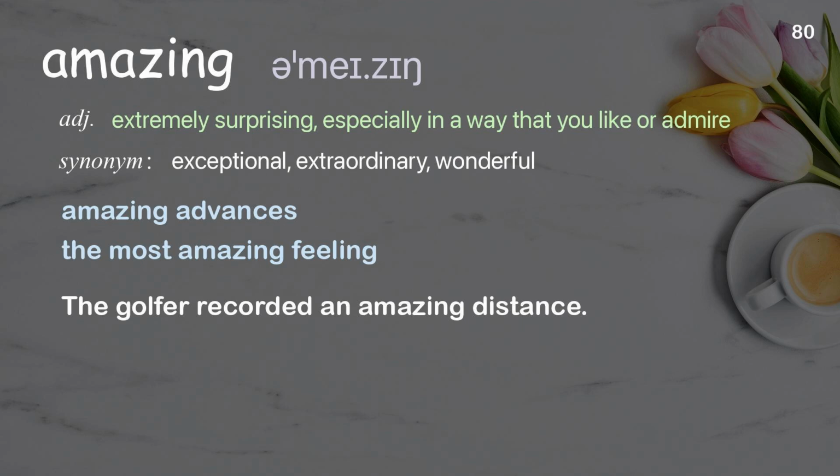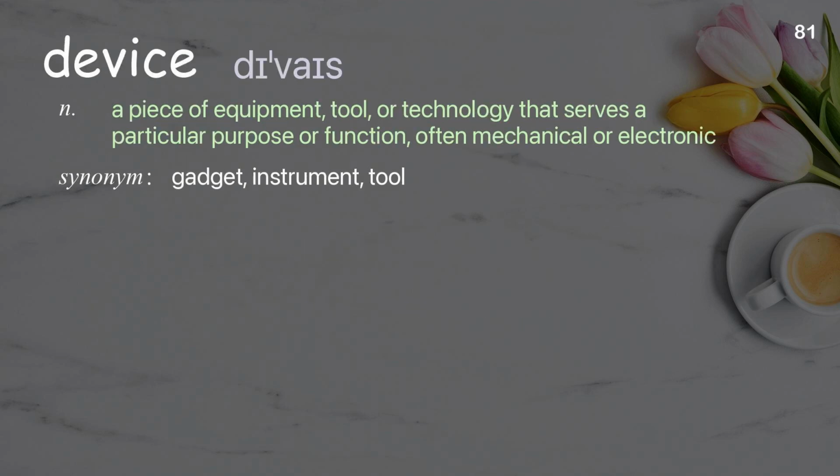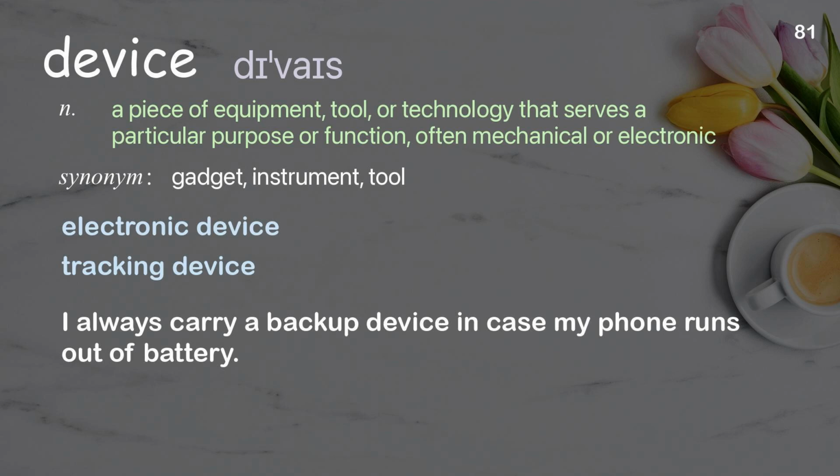Device: A piece of equipment, tool, or technology that serves a particular purpose or function, often mechanical or electronic. Examples: Electronic device, tracking device. I always carry a backup device in case my phone runs out of battery.